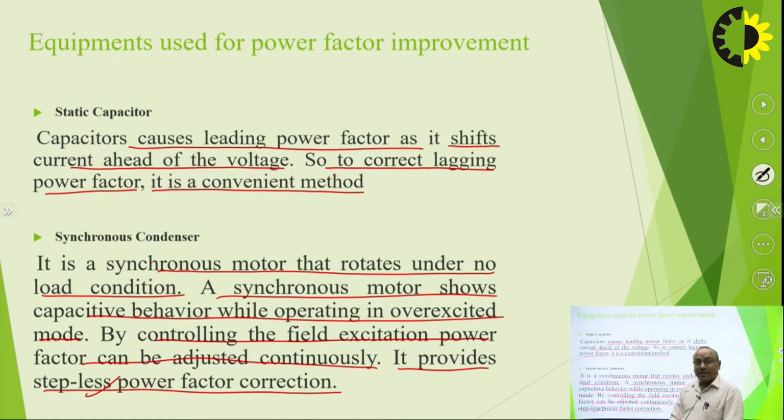Next we discuss how we improve the power factor with the help of these equipments, namely the static capacitor, which is a stationary capacitor, and second, the synchronous condenser, which is a rotating capacitor. Basically it is a synchronous motor which is rotating, and when used in the overexcited region, it behaves like a capacitor since it takes leading power factor current, and it is used for power factor improvement.